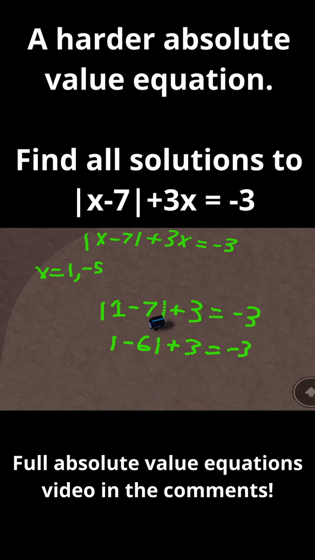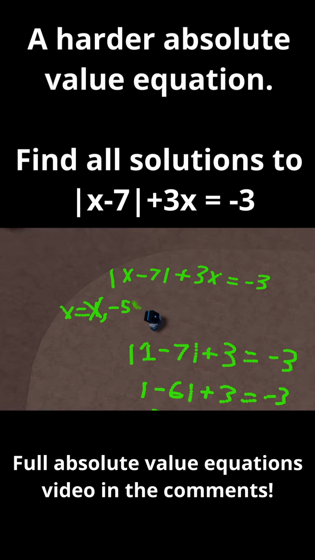Well, the absolute value of negative 6 is just positive 6. And if you add that to 3, that is not equal to negative 3 because 6 plus 3 equals 9. Therefore, this does not work out. That's not true, which means that x equals 1 is actually a fake solution. So now we only have x equal to negative 5 remaining.